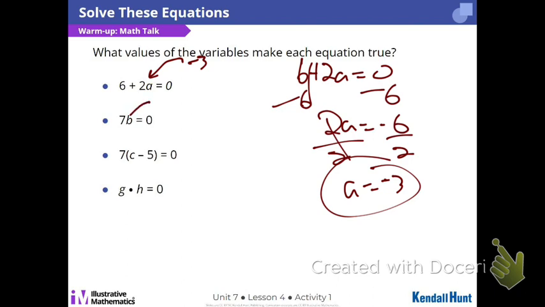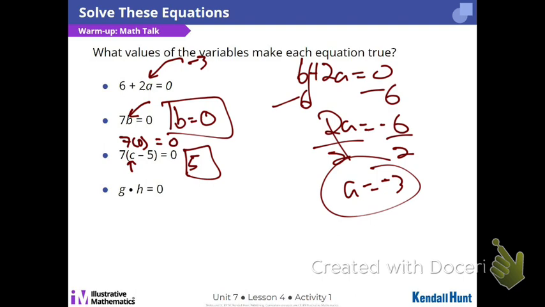So for the second one, what could B be to make it equal 0? 0. 0 times 7 is 0. Okay, next one. It's 5, because if I put 5 in there, I got 7 times 0. And the last one, G or H can be 0.